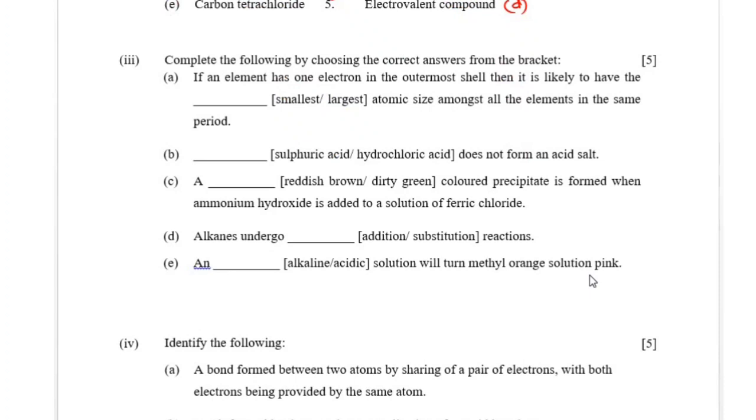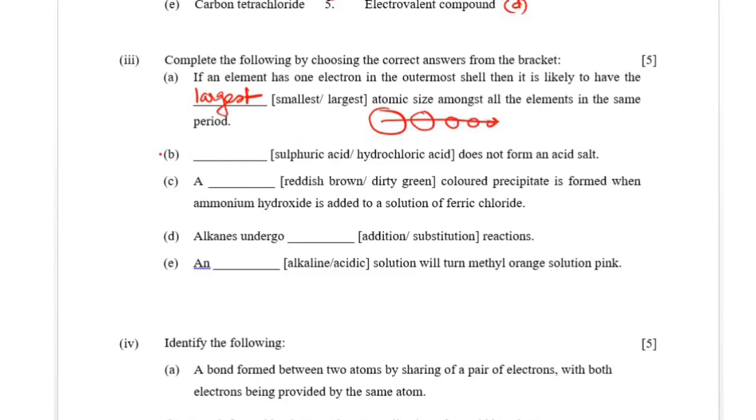Complete the following by choosing the correct answer from the bracket. If an element has 1 electron in the outermost shell, then it is likely to have the largest atomic size. The correct answer is largest, because from left to right in every period, the leftmost element is largest and atomic size decreases from left to right.